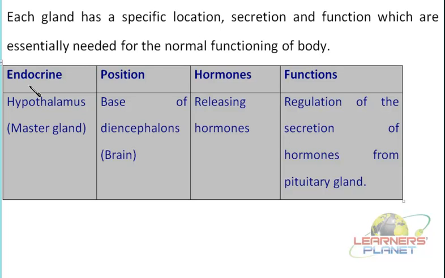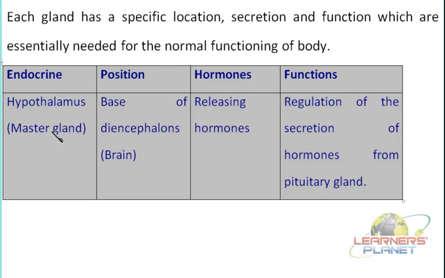So the very first type of endocrine gland is the hypothalamus. This hypothalamus is generally known as a master gland. You know where this master gland is actually located? We saw in the diagram also, isn't it? It is located inside the brain. The position is actually near the junction of midbrain and hindbrain. So it is towards the posterior side of the brain.